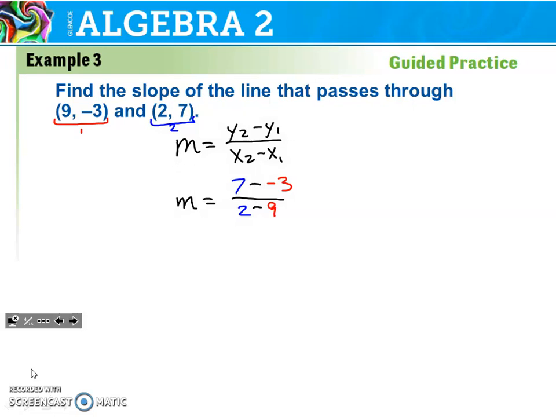Okay, go ahead and simplify. 2 negatives make a positive. 7 plus 3 gives me 10. Okay, 2 minus 9 gives me a negative 7. Again, I need to simplify that. 10 sevenths doesn't reduce, but what you can do to simplify it is pull that negative out in front. And negative 10 sevenths is my slope. Okay, so not too bad with that. Hopefully that looks pretty familiar with you guys.